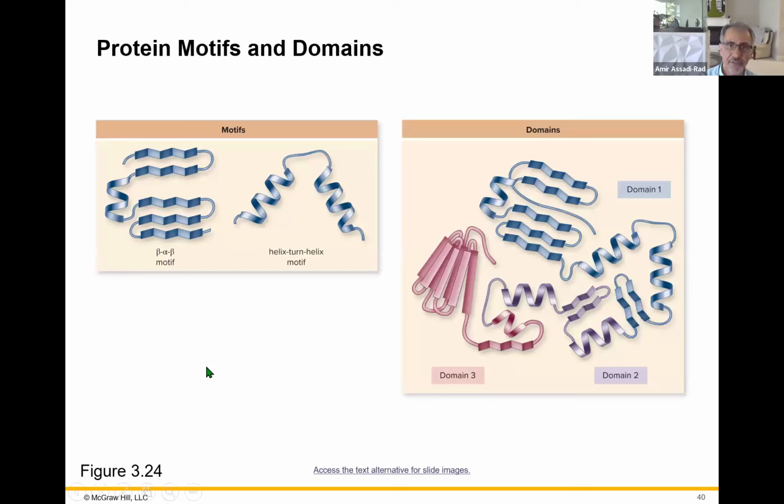Here is a motif. You have either the helix or you have the pleated sheet. But here you have a domain, a huge molecule. Only this portion of the molecule is functional. Only that portion of the molecule is functional. And only this portion of the molecule is functional. The rest of this molecule is not functional. That's the difference between domain and motif.